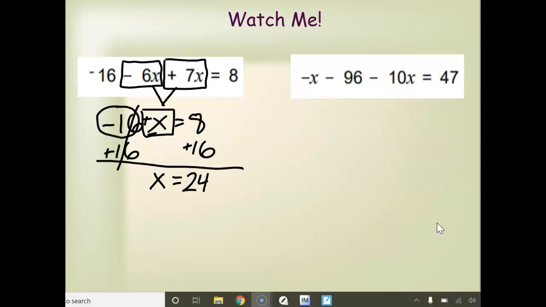So you can still do a check if you want, but I'm just warning you, at this point it does get kind of labor intensive. But if it was a test and if it was me, I would do the check.